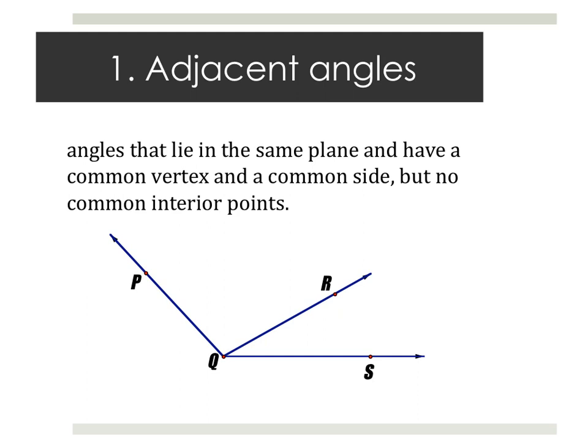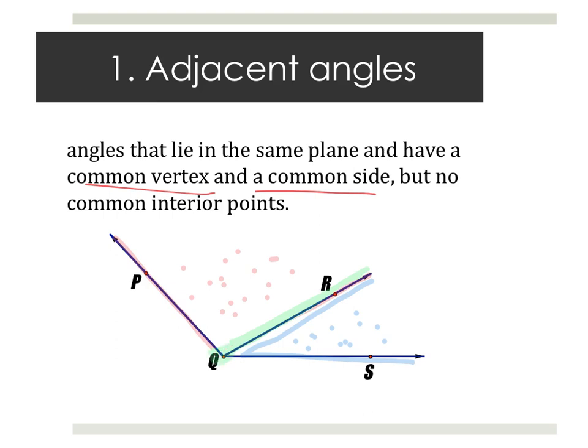All right, so the first one is adjacent angles. Adjacent angles means that, first of all, they're in the same plane, but they have a common vertex, so the same vertex, and they have one common side, but they don't have any interior points that are in common. So for example, if I was to look at angle PQR and then angle RQS, PQR has all these interior points, all of these are inside points. RQS has all of these, none of them are the same. So what they do share is this side and this vertex.